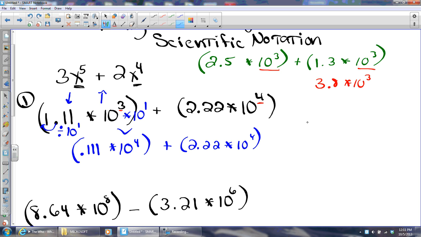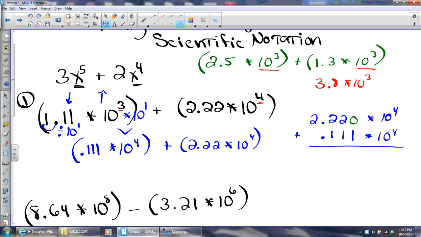Now, I'd much rather add vertically. I'm going to line things up. 2.22 times 10 to the fourth. And I'm adding, change the order because it doesn't matter. Line up my decimal points. Don't forget to do that. Oop, I'm going to need a 0 placeholder. I'll put it in a different color in case you're wondering where it came from. And this is times 10 to the fourth.